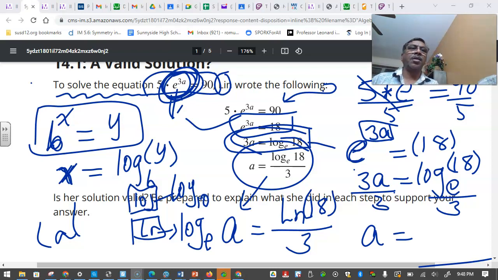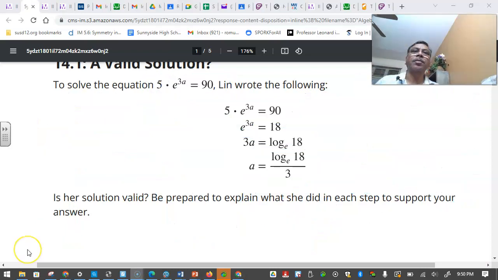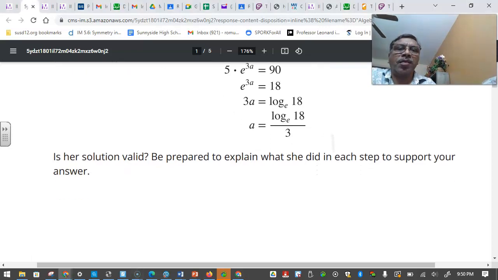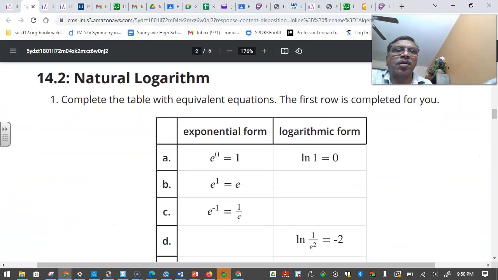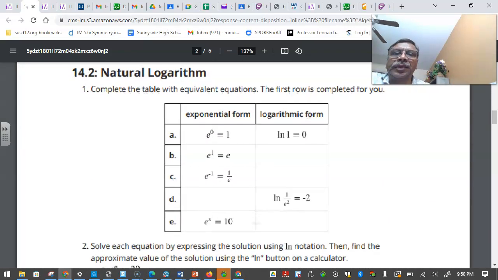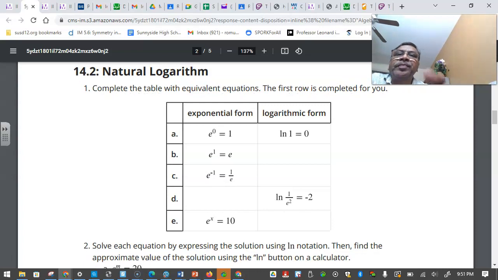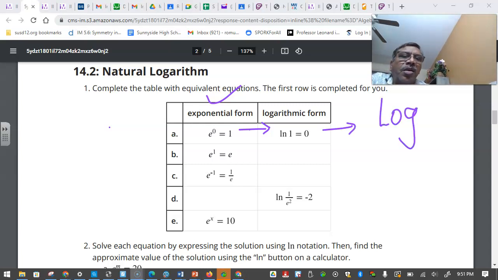So let's see the next one. There's a table given to us. Complete the table. You're given the exponential form, and you're supposed to change this to ln form. So remember, this means log to the base e of 1 equals 0. So that's what that means.